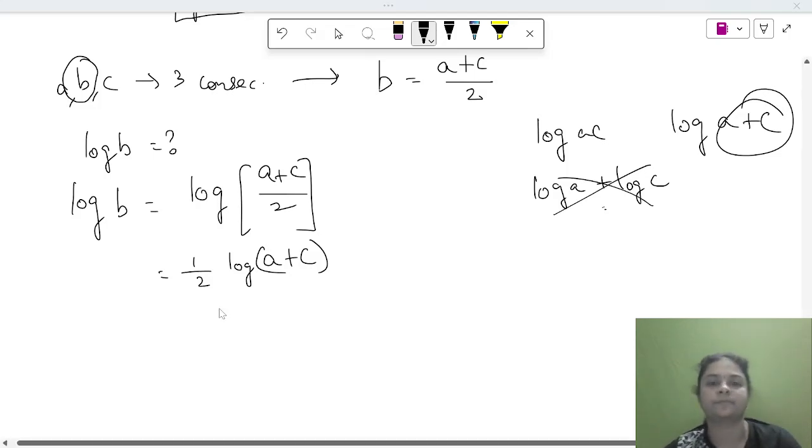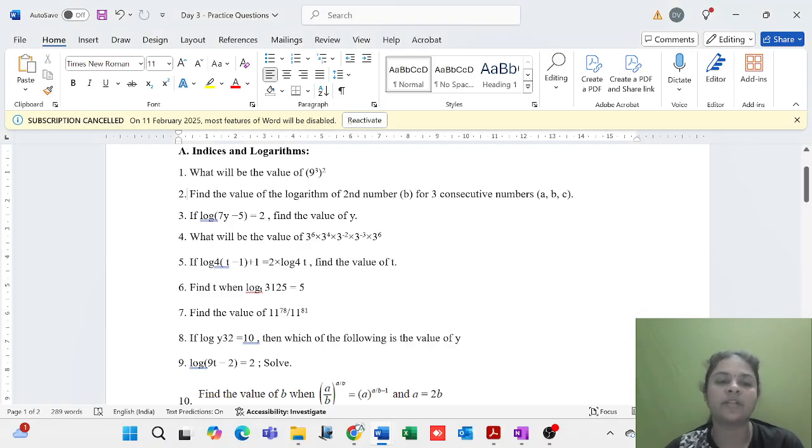Next question. Go ahead, solve the next question. What is the value of 3 power 6 into 3 power 4 into 3 power minus 2 into 3 power minus 3 into 3 power 6?